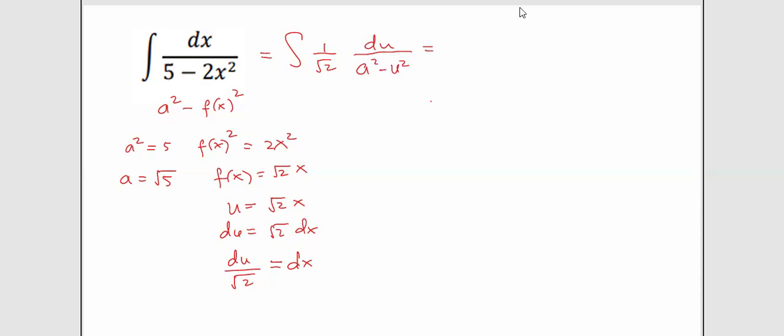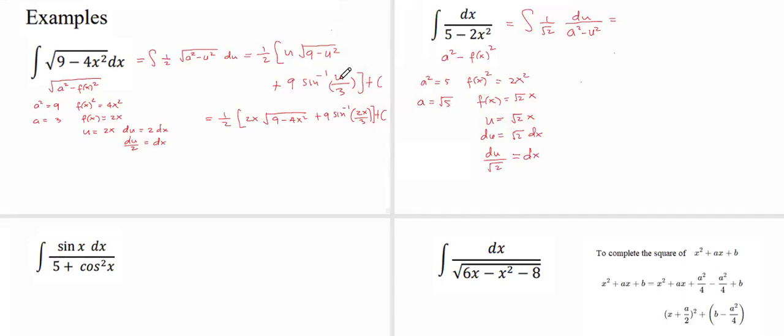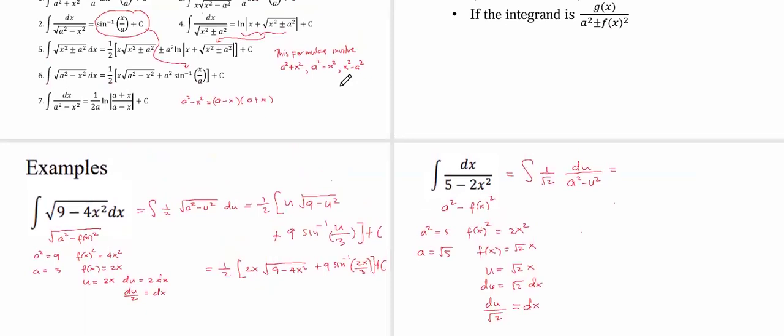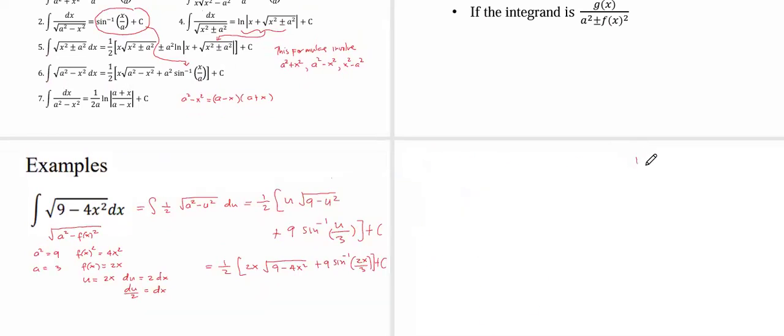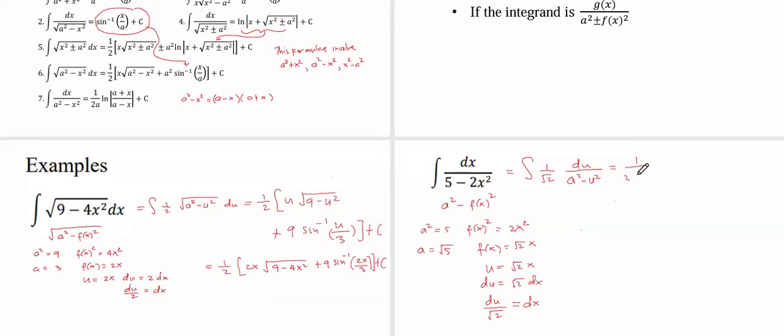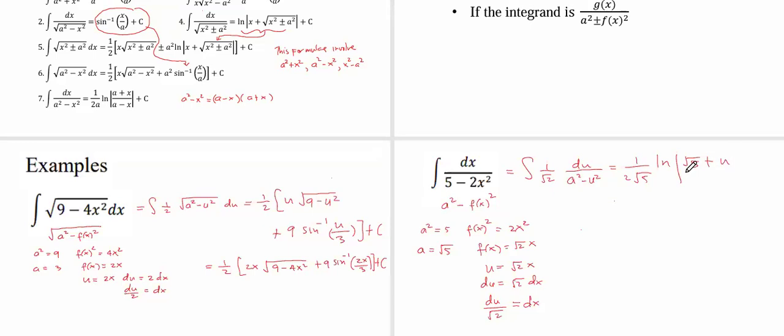So, this is the secondary formula. Ano yung secondary formula na ito? Okay, this one, number 7. So, this is 1 over twice a, so 2 square root of 5, and then ln, absolute value, a minus u. So, ano yung a natin? Square root of 5, plus u, and then over square root of 5 minus u, and then plus c.